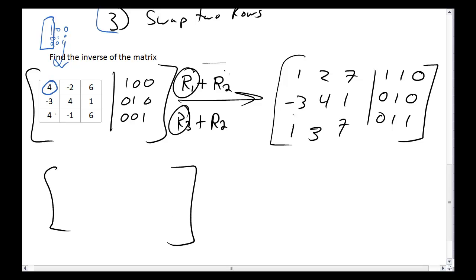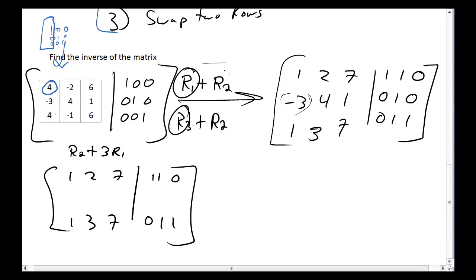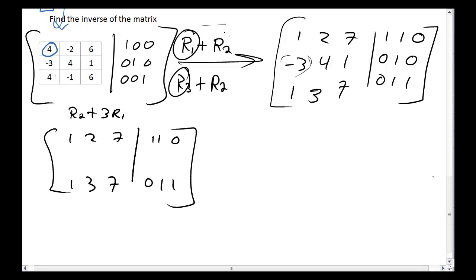I want this number right here to be a 0. The way I'm going to do that is I'm going to get there by doing row 2, because that's the row I'm changing, plus 3 times row 1. I'm messing with row 2, so that's the one that's changing. That means row 1's not going to change. And also row 3 is not going to change. I could have, again, tried to do more than one thing in one step, but I'm just going to keep it simple this time. I'm doing row 2 plus 3 row 1.